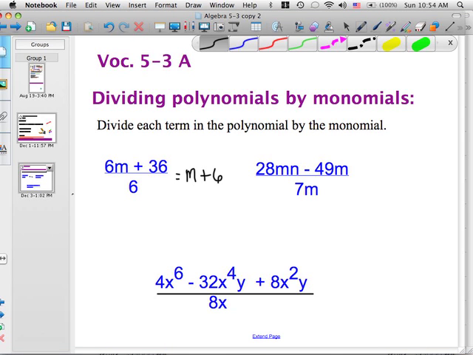Second example, we have 2 terms on top separated by a minus sign. So we'll end up with 2 terms. 7 goes into 28, 4, and the m cancels with the m, leaving me an n. The negative 49 divided by 7 is negative 7, and the m's cancel, and that's my answer.